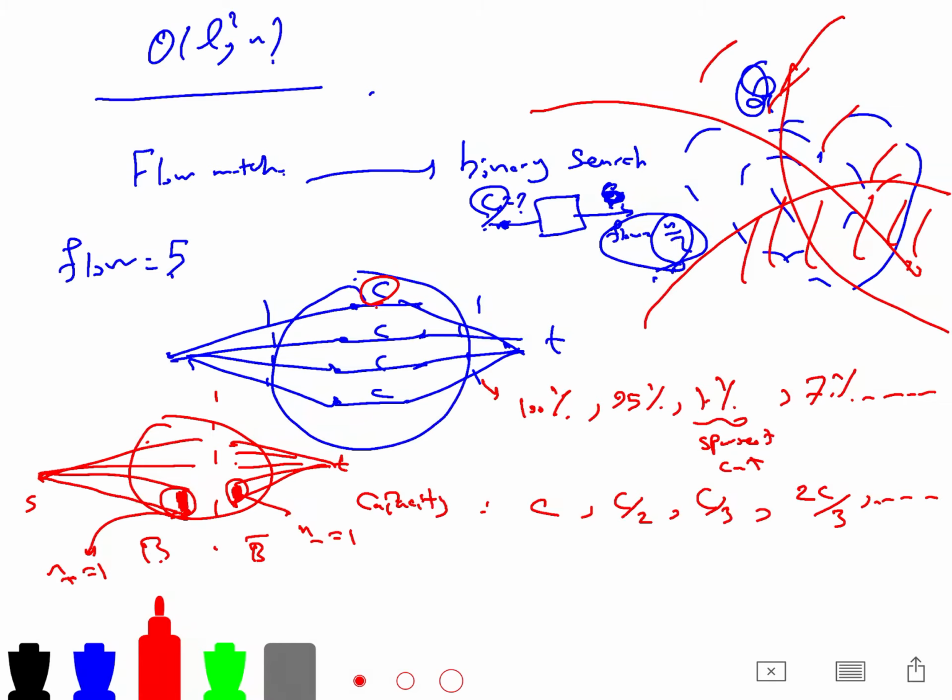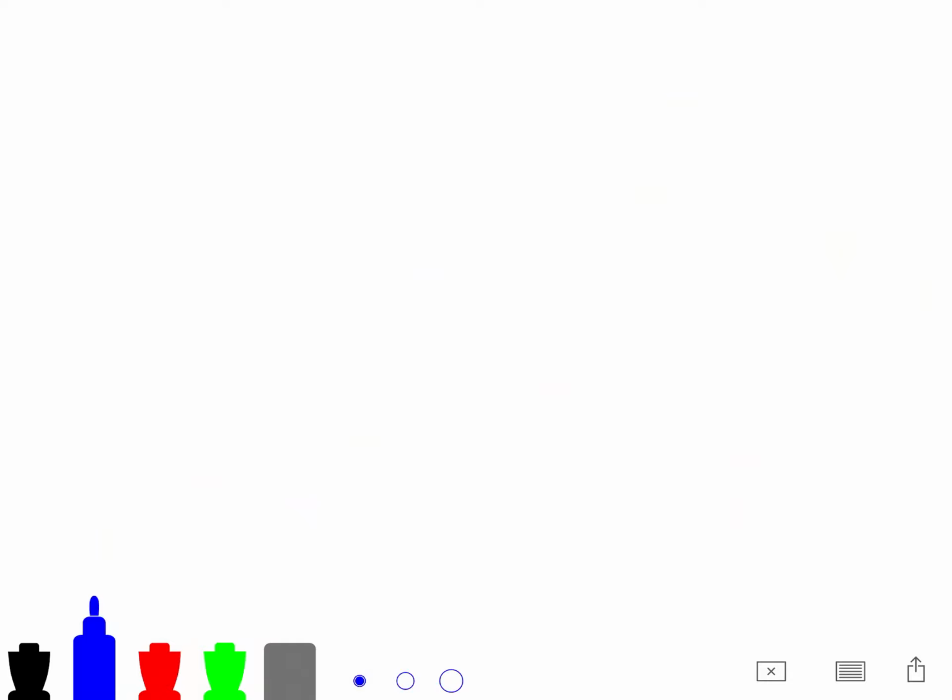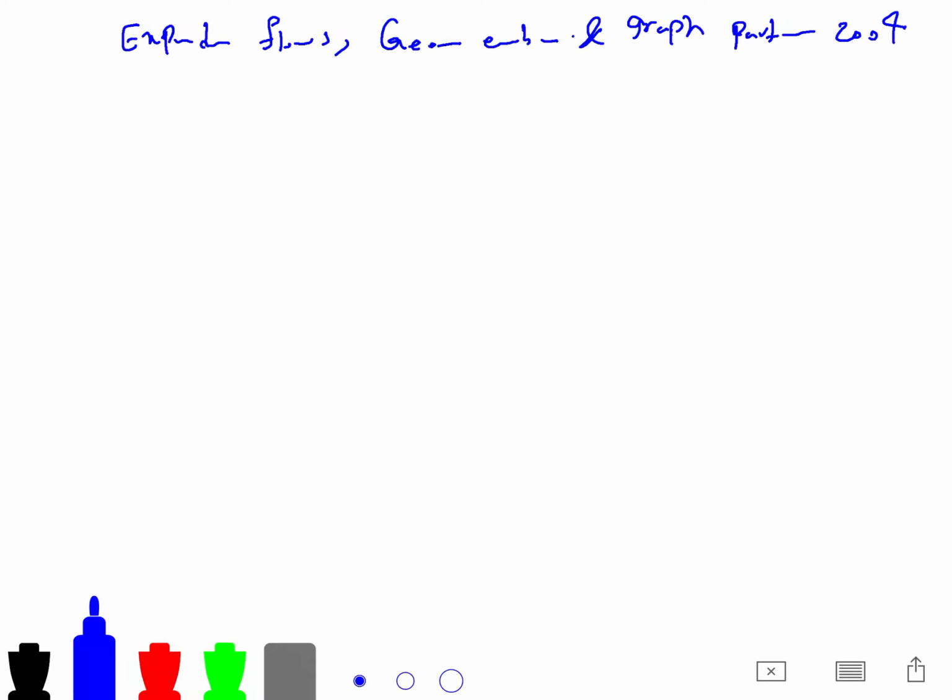But the next paper I want to show you is the paper of Expander Flows, Geometric Embedding, and Graph Partitioning. It's 2004, and it's 2009. It is accepted in ACM.